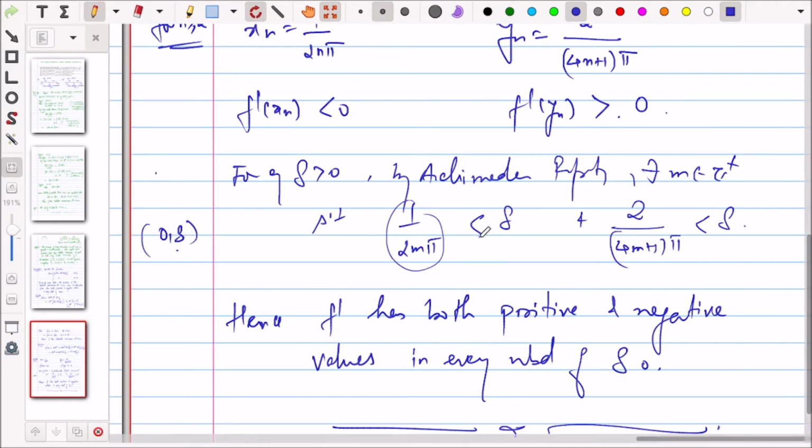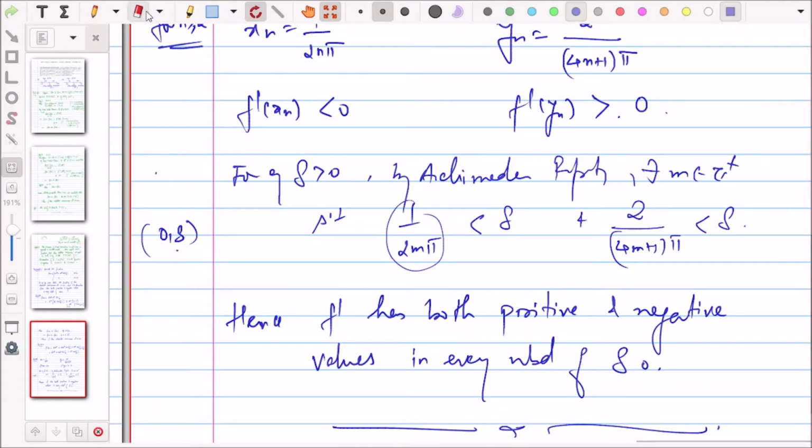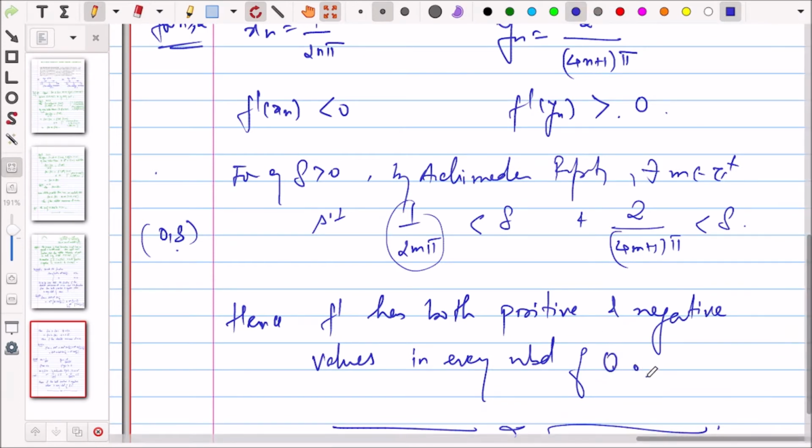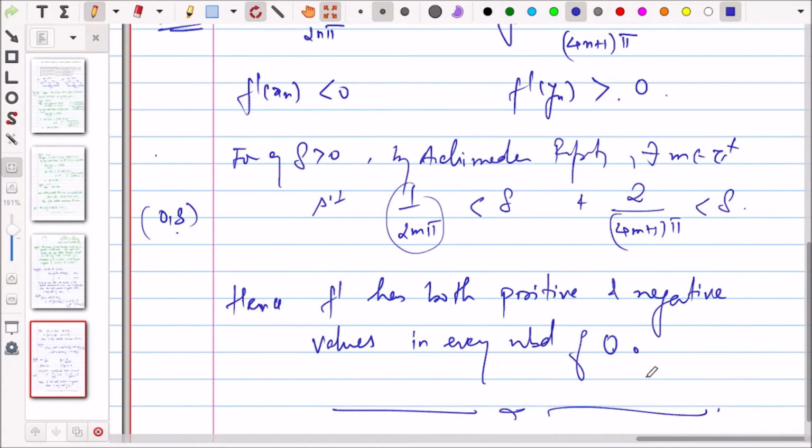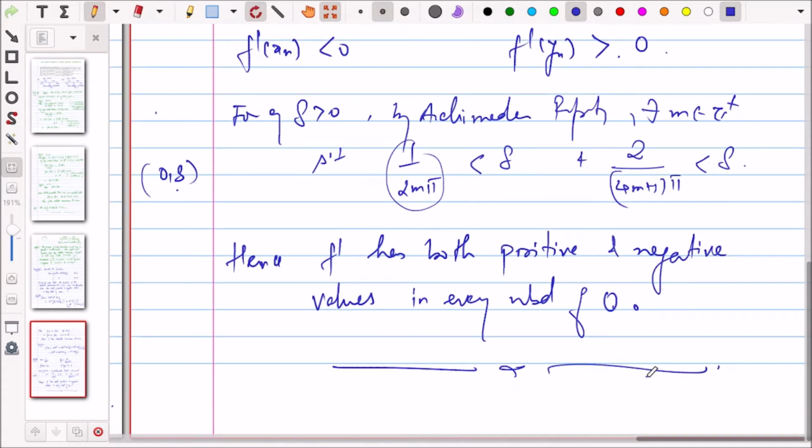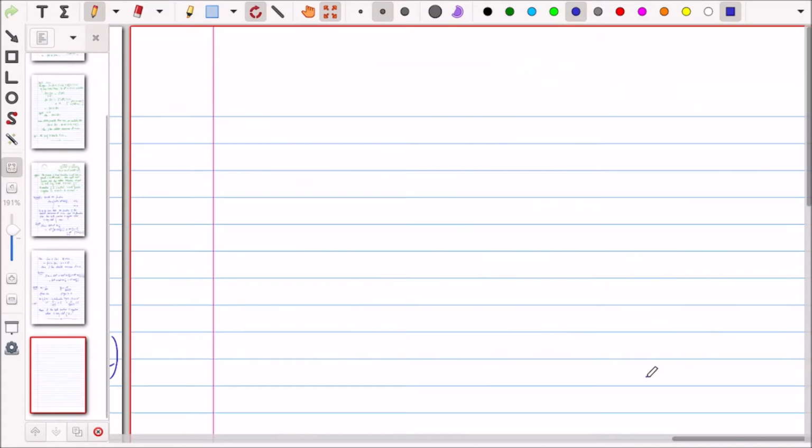So by Archimedean property such numbers will be there in this interval and this number will also be there in this interval. So this means here there is a negative value and here there is a positive value. So f dash has both positive and negative values in every neighborhood of 0. Okay, is it fine? Yes sir. Okay.